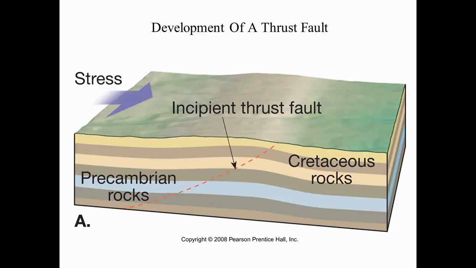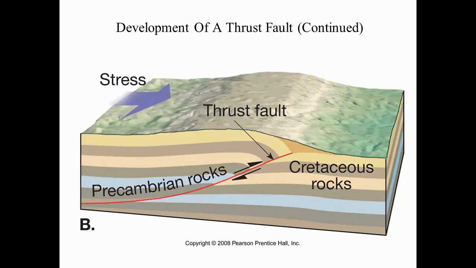And here we're going to see an example of development of a thrust fault beginning with Precambrian rocks that are overlain by younger Cretaceous rocks. And in cutaway view, cross-section, we see the incipient thrust fault indicated by the red dashed arrows. And again, keep in mind that we're looking at compressional stresses, so we would expect an overall shortening in the horizontal direction and thickening within the vertical direction.